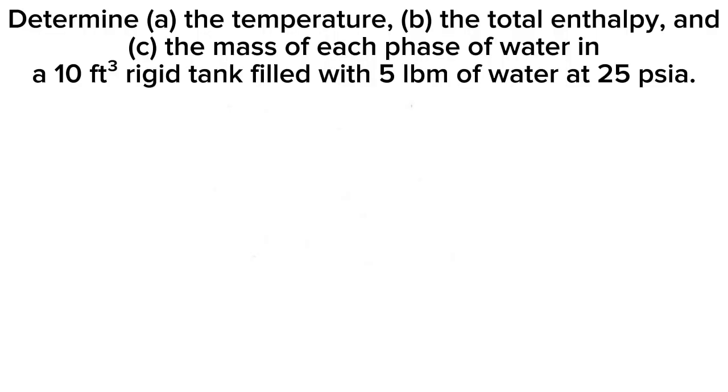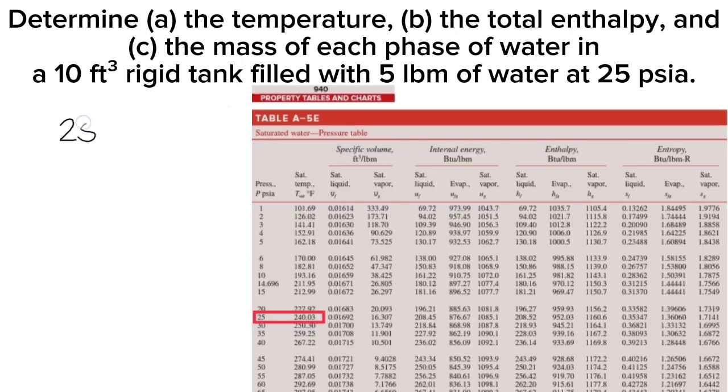In this video, we are going to solve one sample problem from Chapter 2, the properties of pure substances, of thermodynamics. To determine A, the temperature, B, the total enthalpy, and C, the mass of each phase of water in a 10 cubic feet rigid tank filled with 5 pound mass of water at 25 pounds per square inch absolute. We're going to use the property table in Table A-5E to determine the temperature.